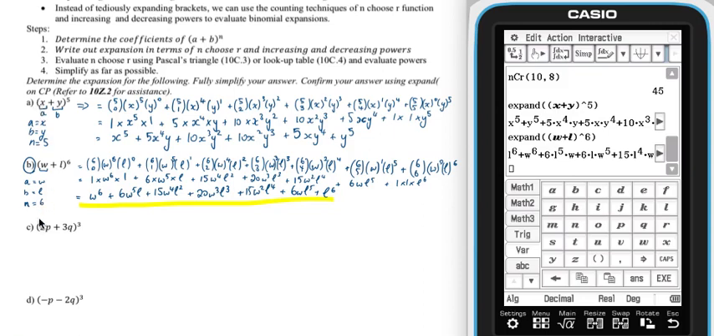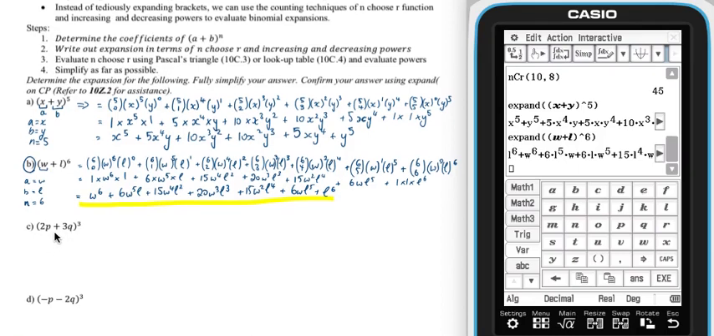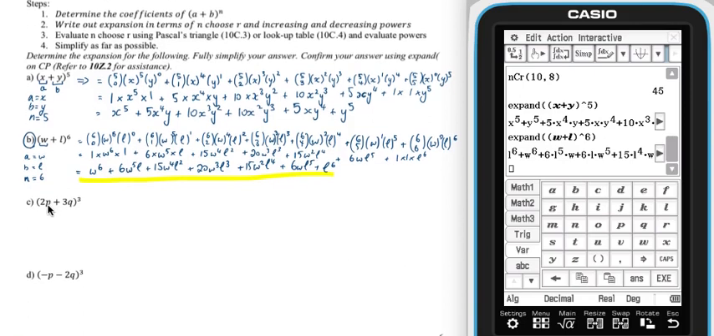When we start having coefficients of our terms inside the brackets, we need to make sure that we are assessing these correctly, and this is our first time that we'll be looking at this. So, we're going to have a shot at 2p plus 3q to the power of 3. Now, what's our first step?